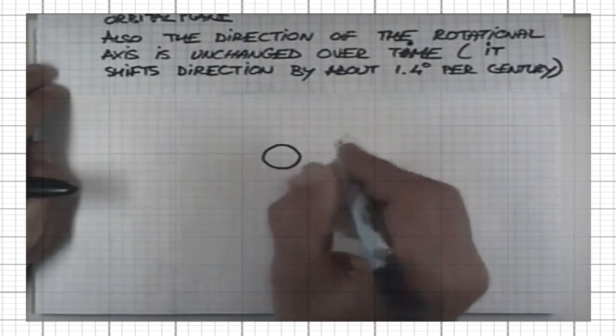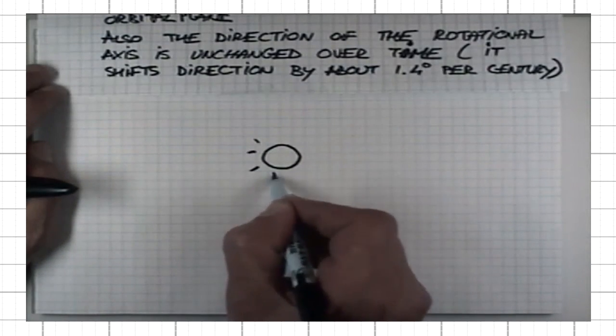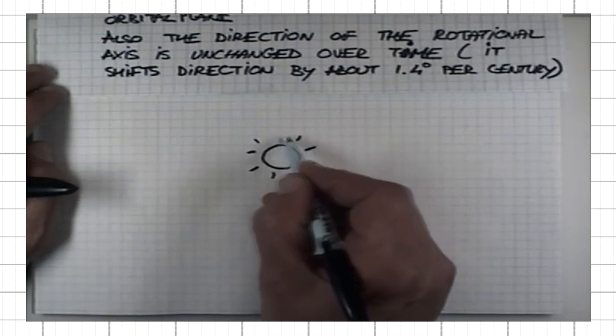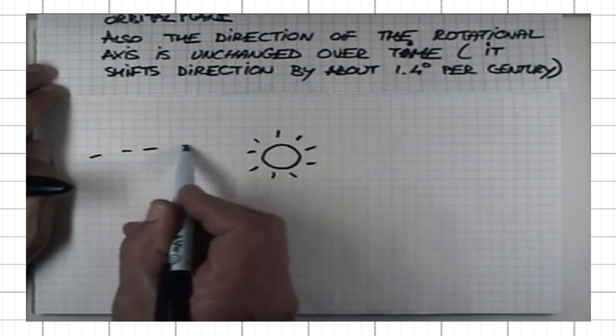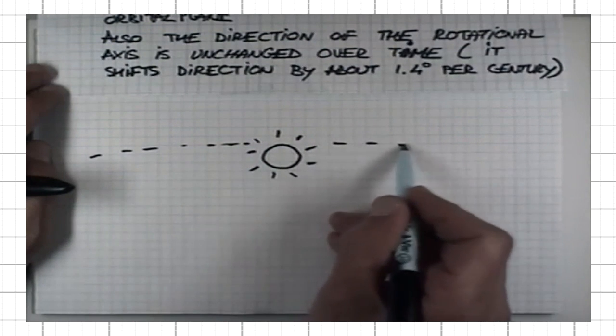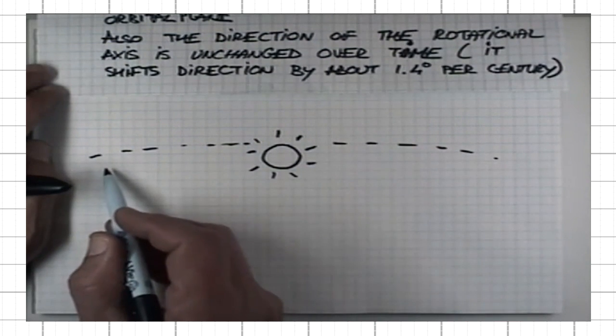The diagram here is the sun, producing a tremendous amount of energy every second. Its power output is 4 times 10 to the 26 watts.